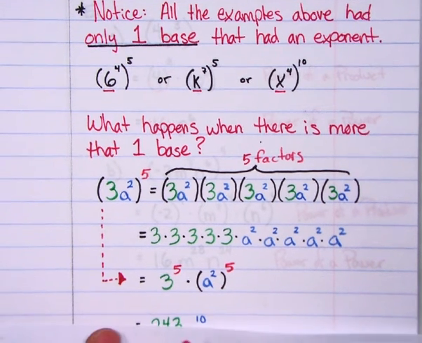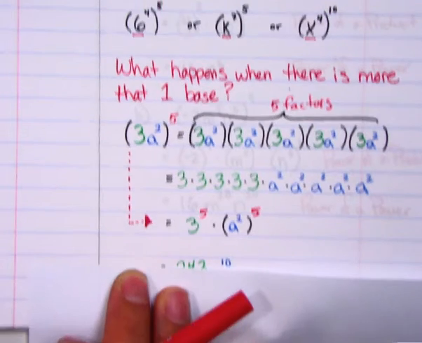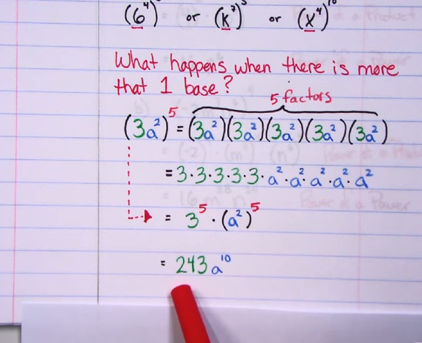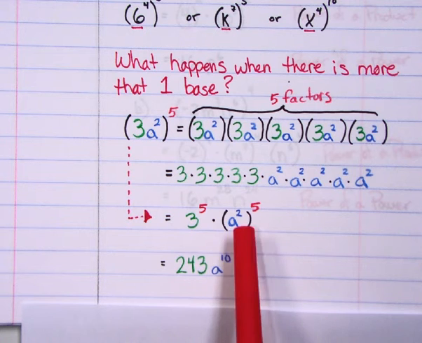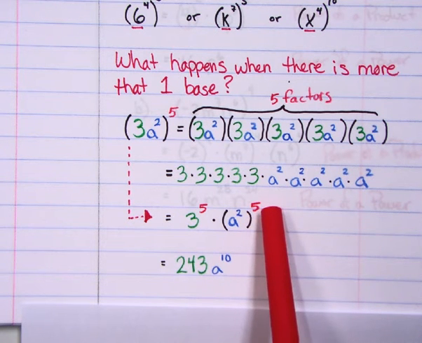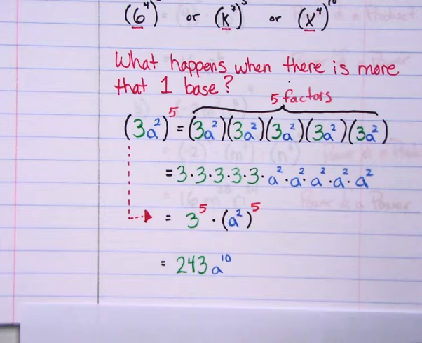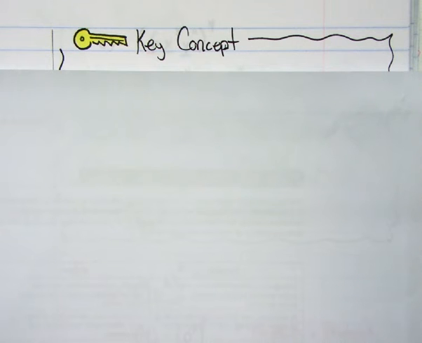And then I can simplify that one step further and get my answer of 3 times itself 5 times is 243. A squared to the 5th, we learned that. That's the power of a power property. That should be a to the 10th. This brings us to the next key concept. There was actually a faster way of doing that last one.